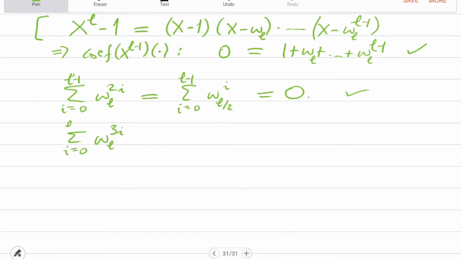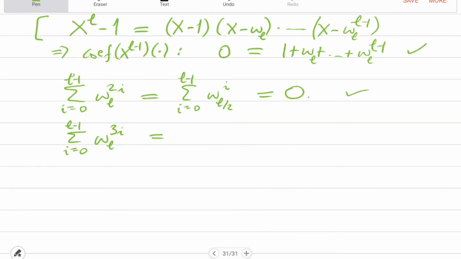So what is that? What is omega L cube? What is the order of this? Yes, omega L cube is just like omega L. So omega L powers will give you all the Lth roots of unity, and omega L cube also has the same property. So just the first equation can be used.